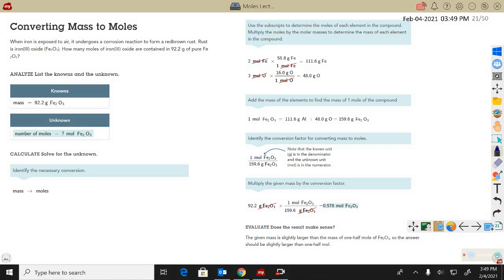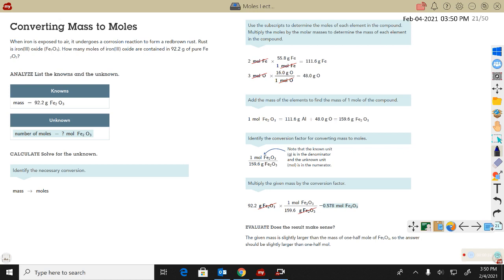In the last section, we converted from moles to grams, and now we'll just do the opposite. We'll go grams to moles, mass to moles. So now in my scenario, I have iron being exposed to air where it undergoes corrosion to form rust. Rust is iron 3 oxide. How many moles of iron 3 oxide are contained in 92.2 grams of pure iron oxide?